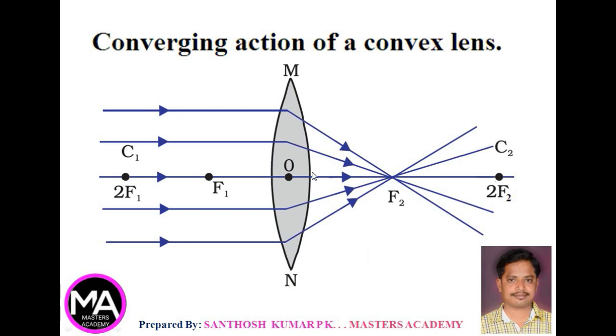So a lens will have two principal foci, one on either side. The distance between the principal focus and the optic center is what we call the focal length. Here F1 and F2 are the two principal foci on the left side and right side.